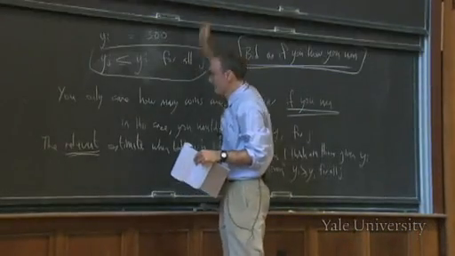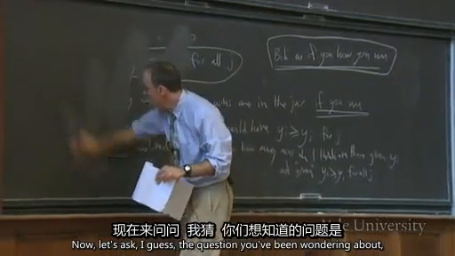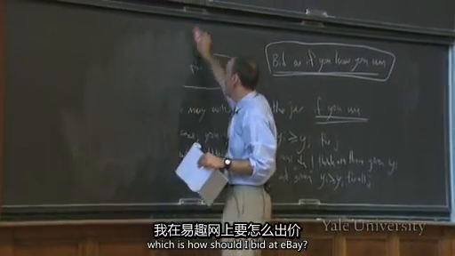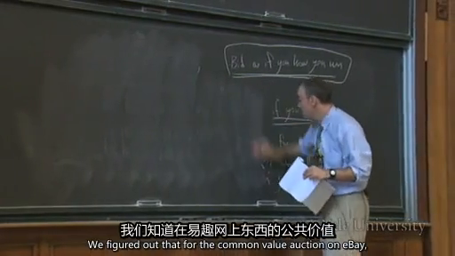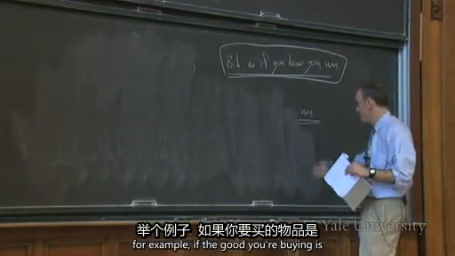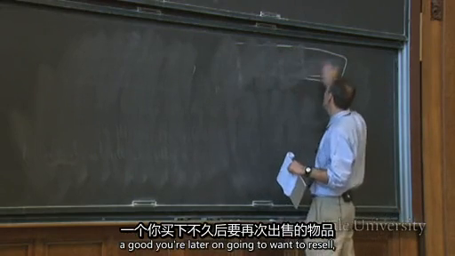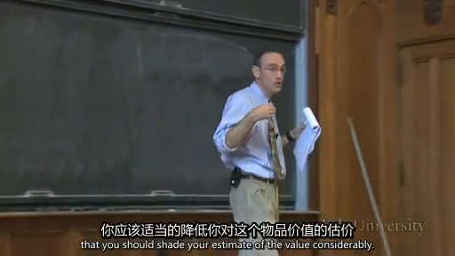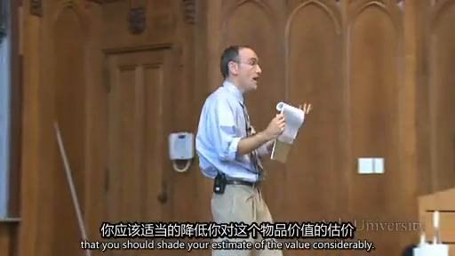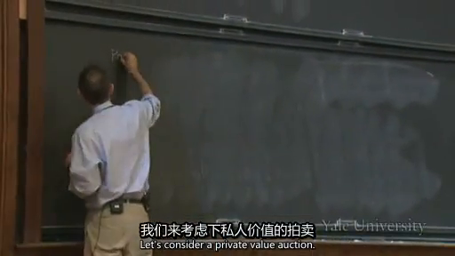All right. Now let's ask the question people have been wondering about, which is, how should I bid at eBay? We figured out that for a common value auction on eBay, for example, if the good you're buying is a good you're later going to want to resell, in that case we already know that you should shade your estimate of the value considerably. So let's go to the other extreme. Let's consider a private value auction.